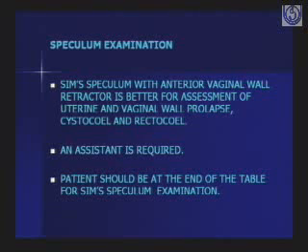Now the other speculum that we keep on using is a Sims speculum. With this we need an anterior vaginal wall retractor. This is better for assessment of uterine and vaginal wall prolapse because the side walls are not visible clearly. So to assess cystocele, rectocele, enterocele, a Sims speculum is always better. The disadvantage is that at times you need an assistant, and the patient should always be at the end of the table for a Sims speculum examination, which may be difficult at times in a very obese patient or a very old patient.